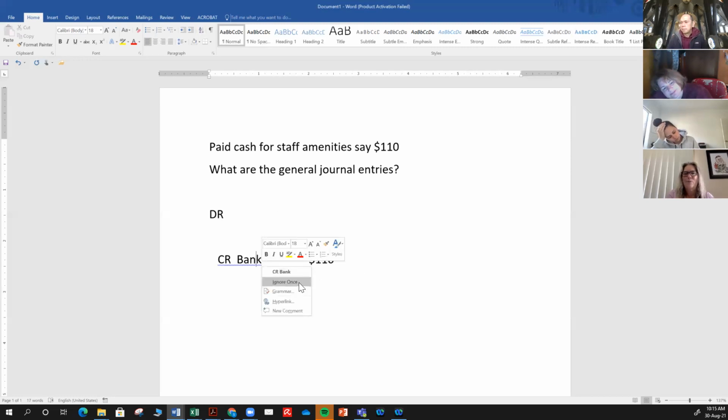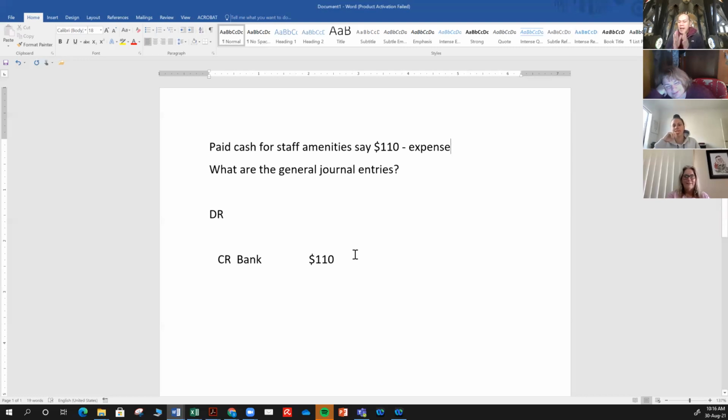Staff amenities? Petty cash? No, that is where you're wrong. You paid cash. This is an expense, guys. You cannot credit bank 110 and then debit petty cash. It doesn't make sense. You paid cash for staff amenities of $110. Where do you debit? Credit is correct.